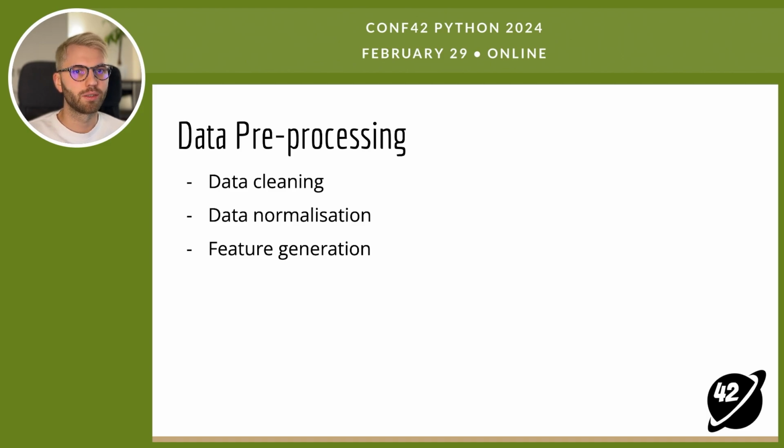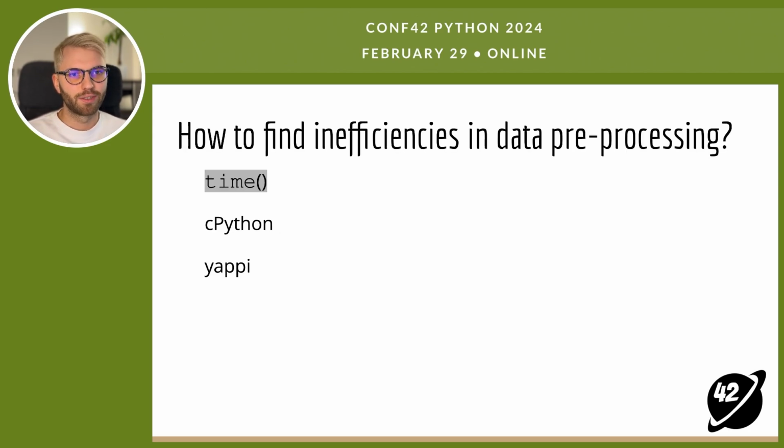Of course, when you preprocess data for training, it won't impact the model speed. But remember that the data used for inference also must undergo the same preprocessing steps. So how do we find inefficiencies in data preprocessing? Well, the simplest way is to use the time function in Python. You just surround parts of code with it and see how quickly it runs.